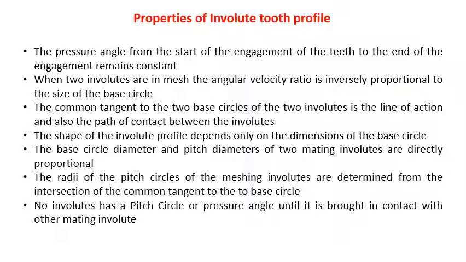The last property: no involute has a pitch circle or pressure angle until it is brought in contact with the other mating gear. Yes, absolutely. When two gears are in contact, then only the problem occurs. Therefore, there should be two gears in contact with each other and having motion between them. Motion has to transfer from one gear to another gear. Then only the pitch circle, pressure angle and other properties will come into the picture.